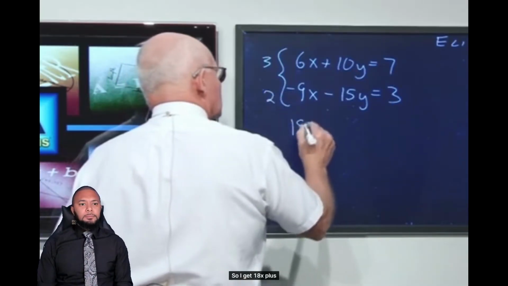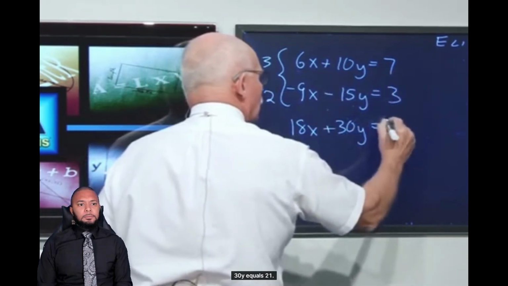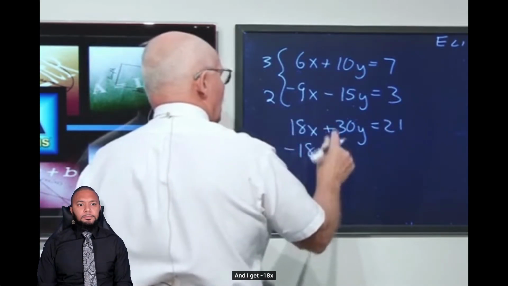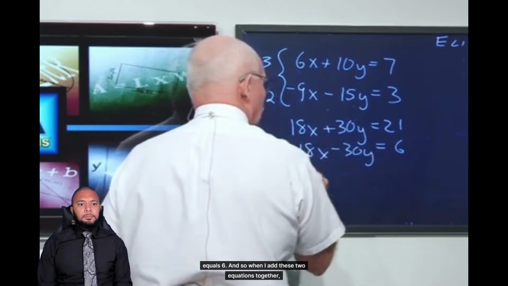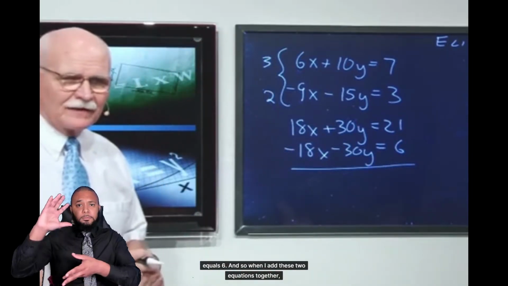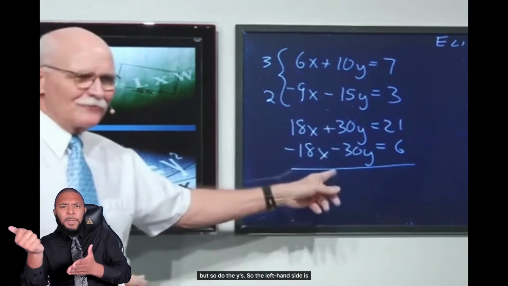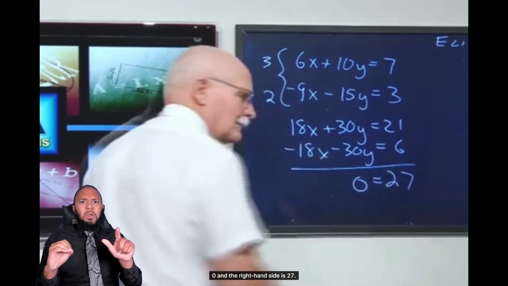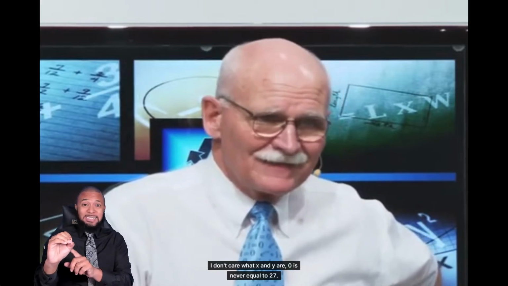So I get 18x plus 30y equals 21. And I get negative 18x and negative 30y equals 6. And so when I add these two equations together, something strange happens. Because the x's drop out, but so do the y's. So the left-hand side is just 0, and the right-hand side is 27. And we've seen this sort of thing before. I don't care what x and y are, 0 is never equal to 27.